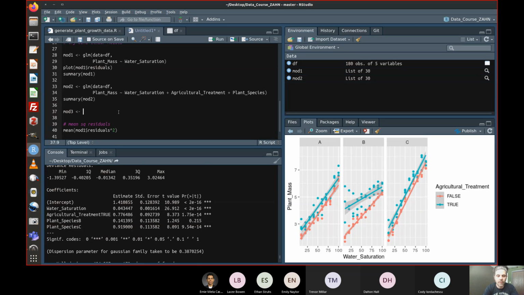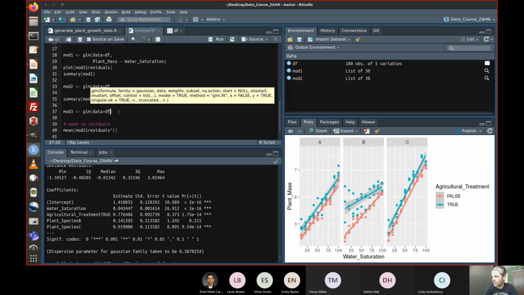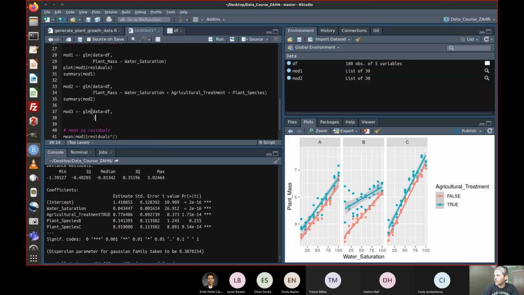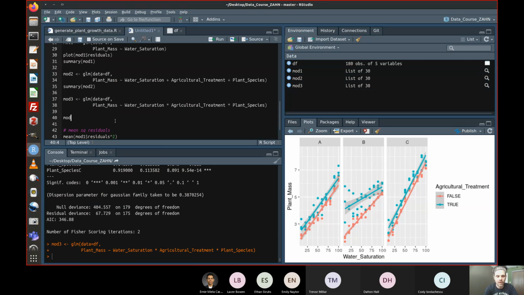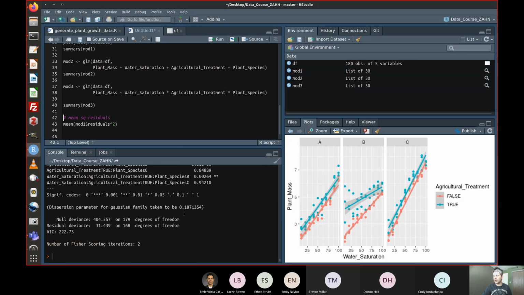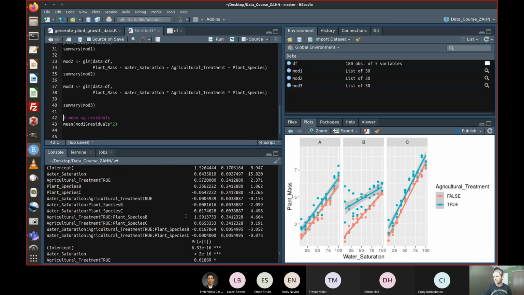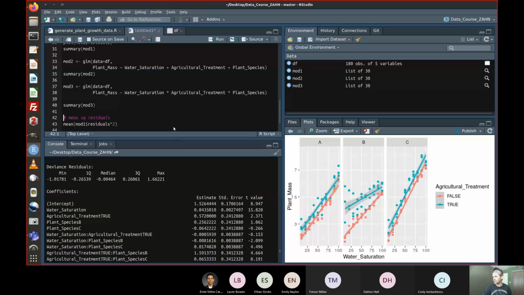Mod 3. Now what we did in this first one, we said our data is DF. Okay, yep. We said plant mass is a function of water saturation plus agricultural treatment plus plant species. If I change those pluses to times, little star there, mod 3, summary of mod 3. Okay, now we've got a whole bunch going on. Look at all this.